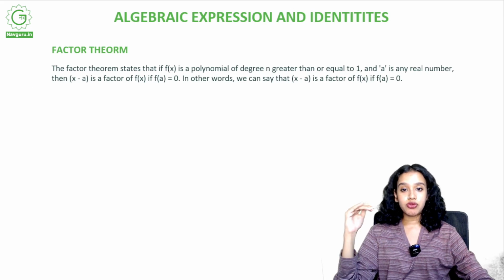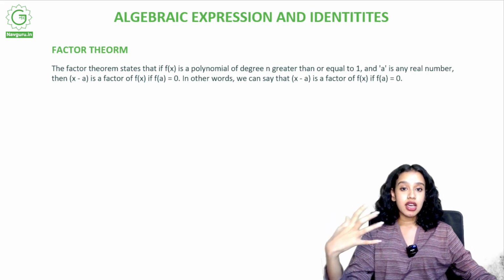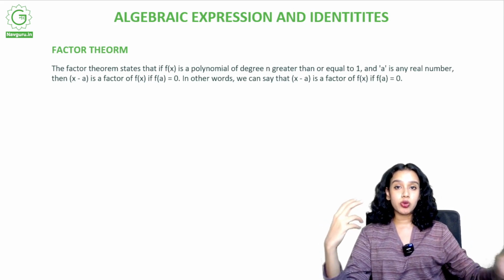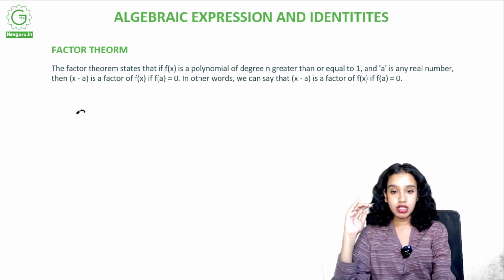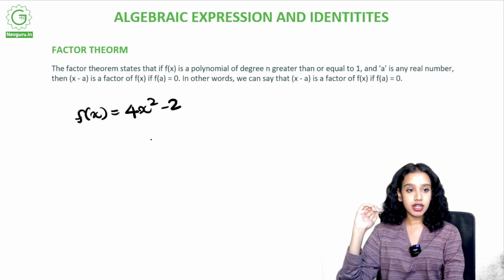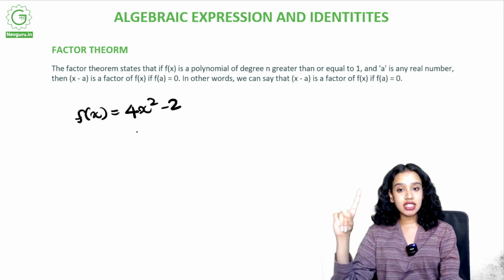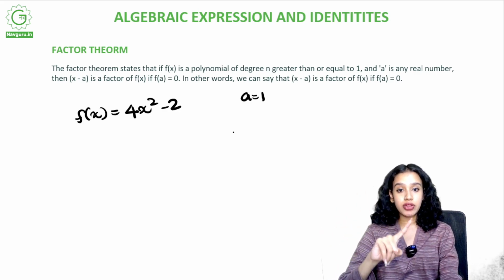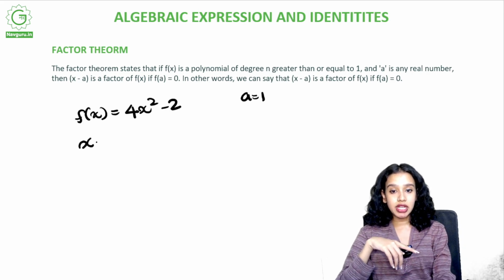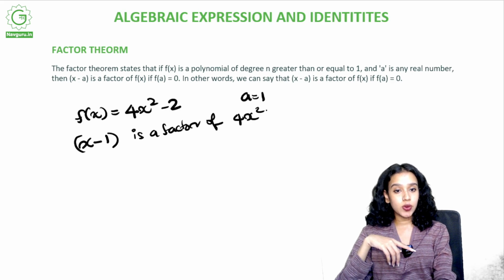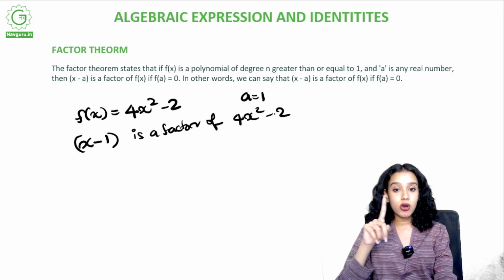Now let's talk about factor theorem. So what is factor theorem? A factor theorem states that if f of x is a polynomial of degree n greater than or equal to 1. So let's say f of x is equal to 4x square minus 2, right? And a is any real number. Let's say a is equal to 1. Then x minus a is a factor of f of x. So here x minus 1 is a factor of 4x square minus 2 if f of a is equal to 0.